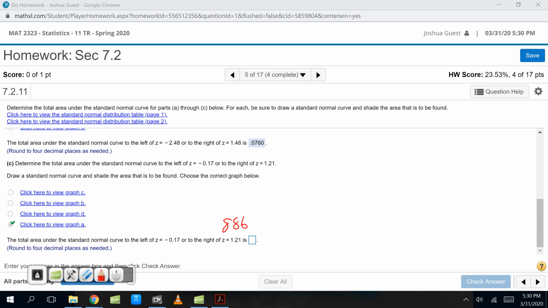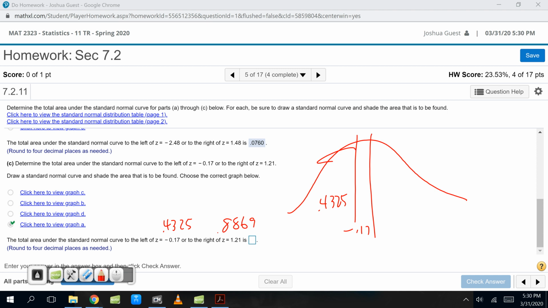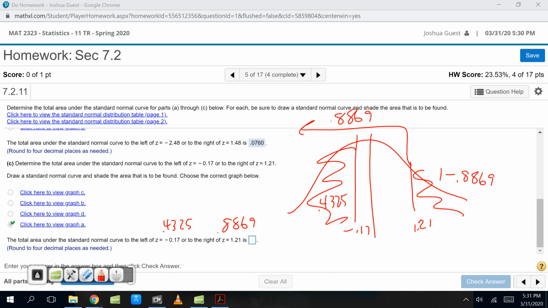So 8869 and 4325, right? But again, what we want here is, for this curve, we have this one over here at negative 0.17. This is 0.4325. I want this area over here, but also over here I want 1.21, and I want the area to the right. This is the area that's 0.8869, right? So over here it's 1 minus 0.8869, which is 0.1031, okay? This is equal to that.